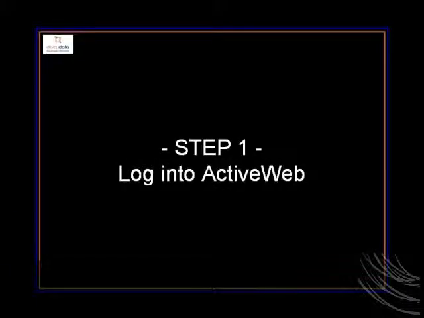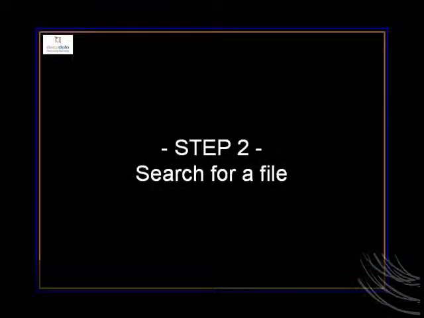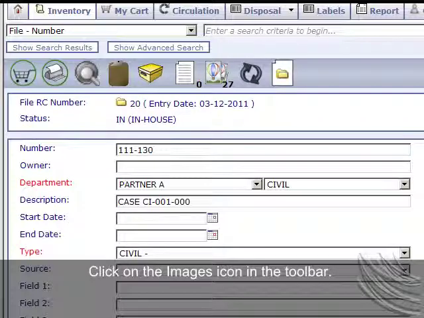Step 1. Log into ActiveWeb. Step 2. Search for a file. To view images, click on the Images icon in the toolbar.